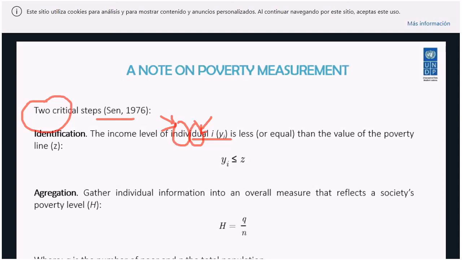So by definition, if one individual of that household is identified as poor, the rest of the individuals within that household are also identified as poor because all of them have the same per capita income, right? If you prefer to see it as a unit, not at the individual level, but at the household level, then the household is poor, right?